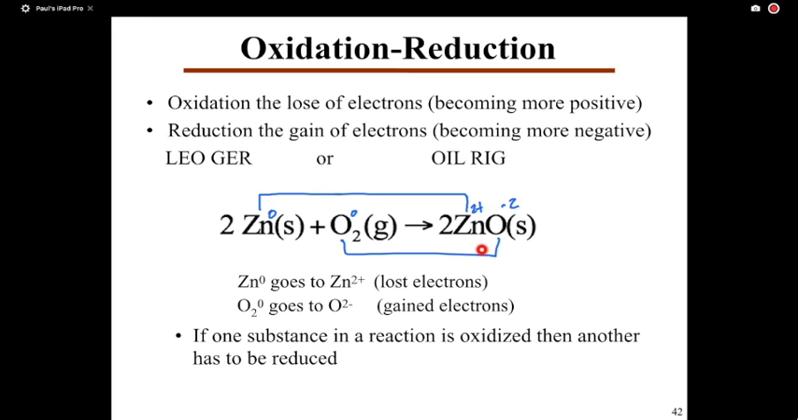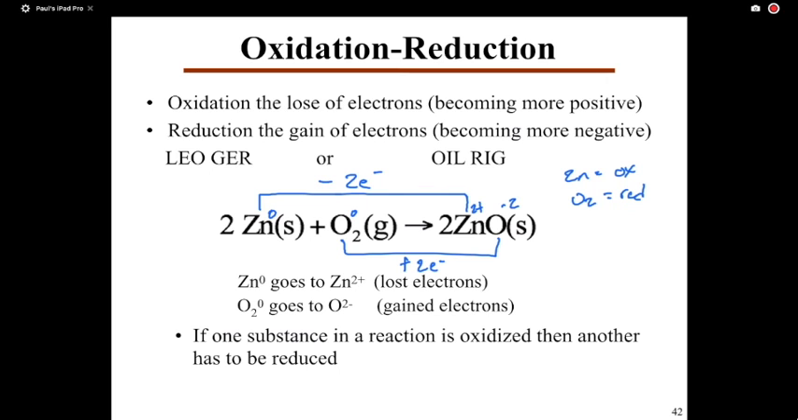Oxygen has gone from 0 to -2. I had to add 2 electrons to get there. In the top case, from zinc 0 to +2, I had to lose 2 electrons. Okay, and so zinc is oxidized, oxygen is reduced. Zinc is oxidized, oxygen is reduced.